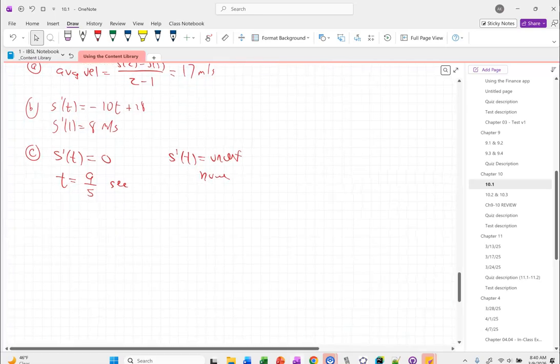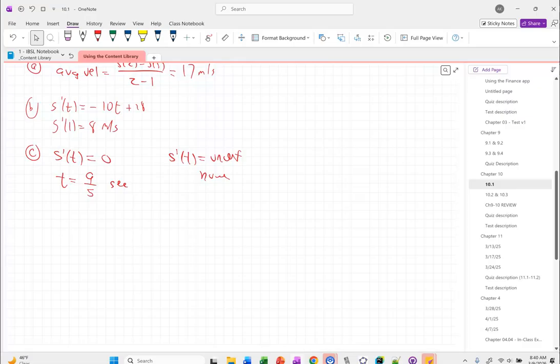Now I should confirm that that is actually where the maximum occurs. I'm going to make a choice here and do a second derivative test, because my first derivative is linear, which means that when I take the second derivative, it's a constant. So there's my maximum, it occurs at 9/5 of a second, which is like 1.8 seconds. It also asks me for the maximum height.